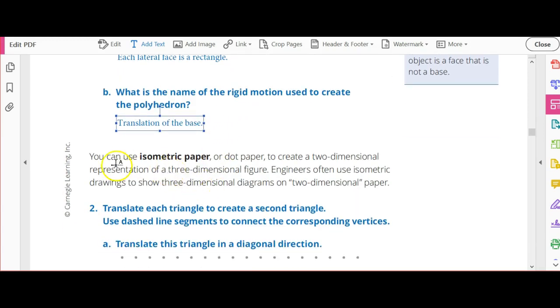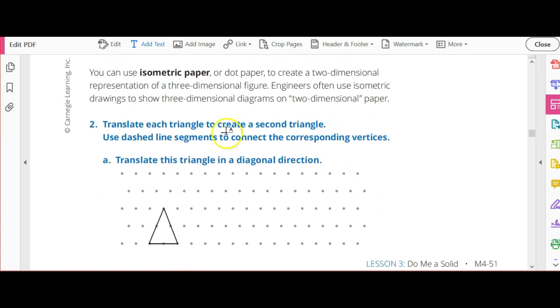Okay. All right, now we're going to get into using isometric paper here, dot paper. It says translate each triangle to create a second triangle and use dashed line segments to connect the corresponding vertices. So they want us to translate this one diagonally. So what I'm going to do is, let's see if I can do this. If I go diagonal from here, I'm going to get to there. I'm going to do that twice. So diagonal, diagonal. So this is the new point here, and the dotted line.